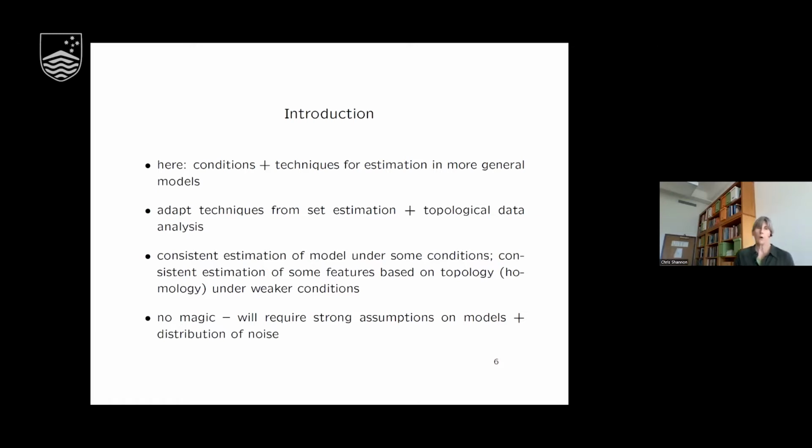And so, a broad overview: the results will have the flavor of being able to give a consistent estimator of the model under some conditions, and secondly, under some weaker conditions, maybe to give a consistent estimator for some features of the model that are based on the topology of the model. Okay, and so just as a tag line about what that might mean, this is going to mean that you're not, in some sense, estimating the model, but you're estimating the homology of the model.